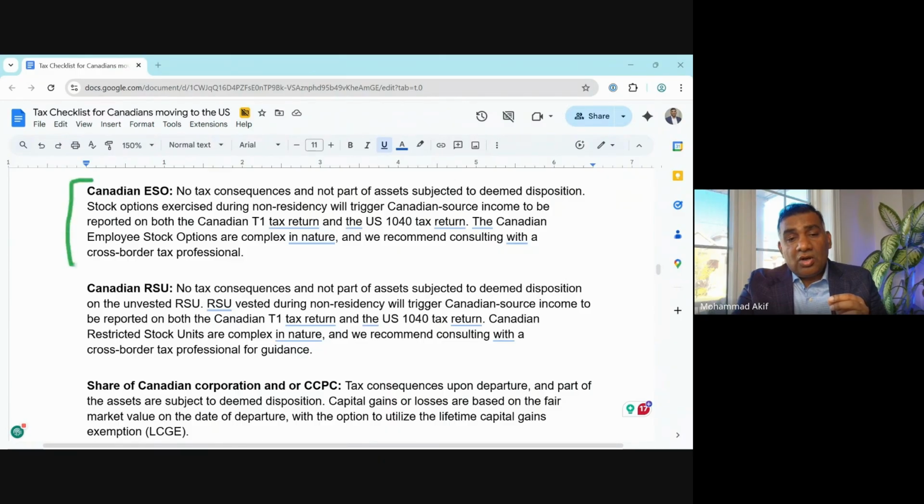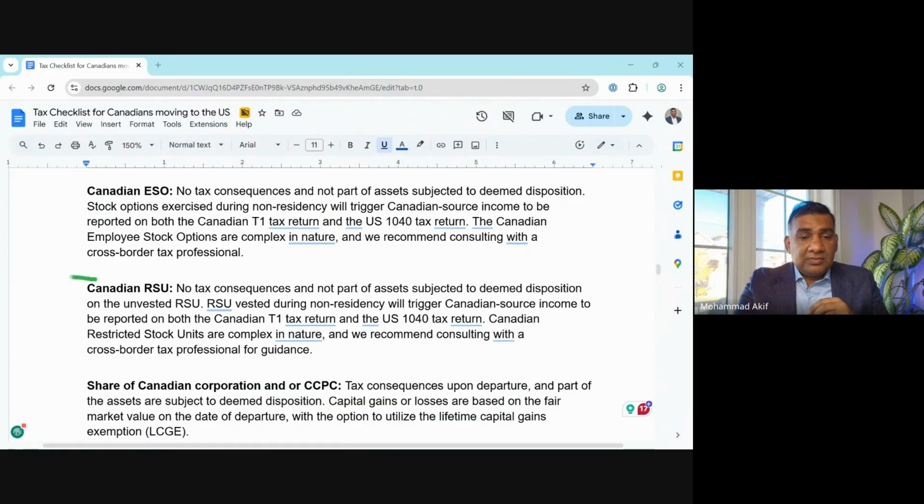Employee stock options also matter, because if you're getting them from a CCPC company, things are a little bit different. If you are getting them from a non-CCPC company, the taxation of these stock options will be different. These are small details, but they make a big impact on your taxes, right? It's complicated. Talk to professionals before you leave.